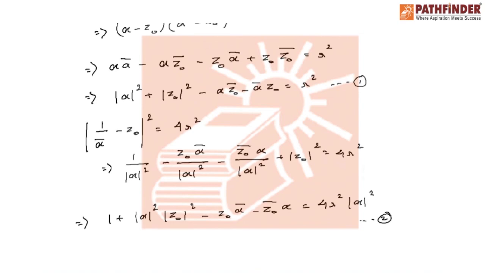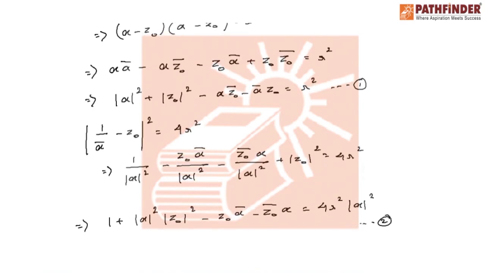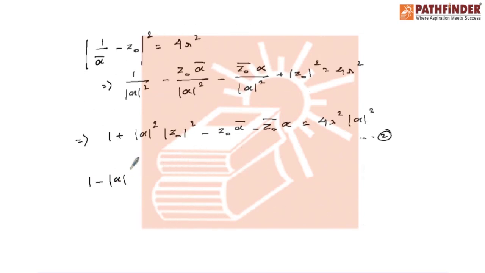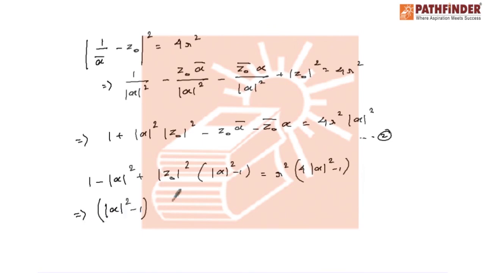Now of course subtracting the second equation from the first equation, we will get 1 minus mod alpha squared plus mod z naught square multiplied by (mod alpha squared minus 1) is equal to r square multiplied by 4 times (mod alpha squared minus 1), or this may be written as (mod alpha squared minus 1) multiplied by (mod z naught squared minus 1) equal to r square times 4 times (mod alpha square minus 1).